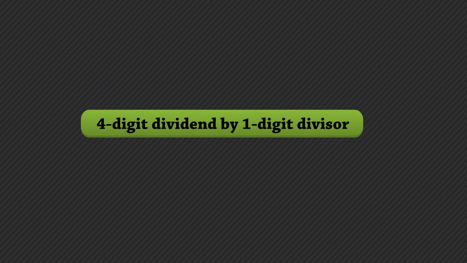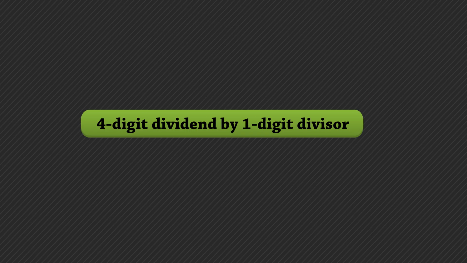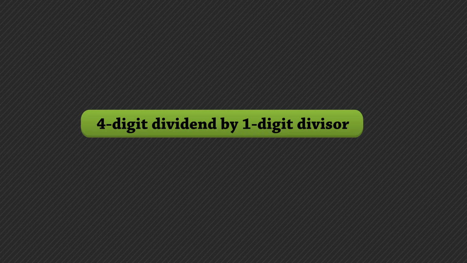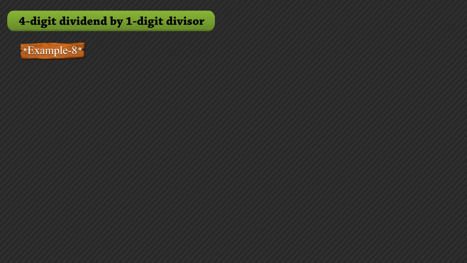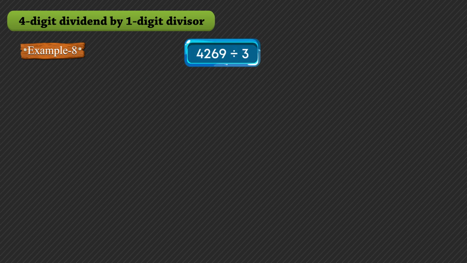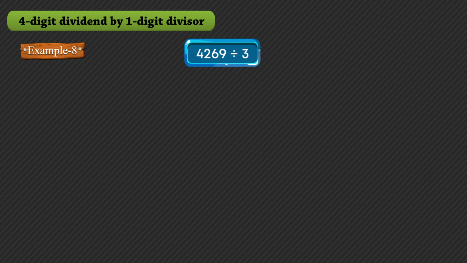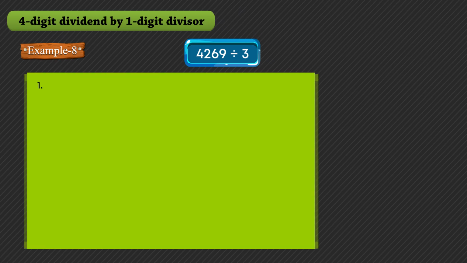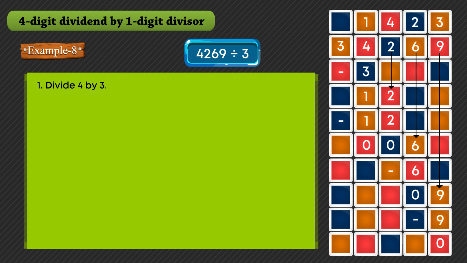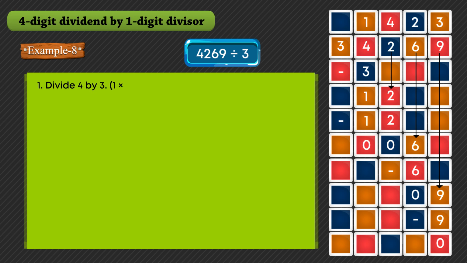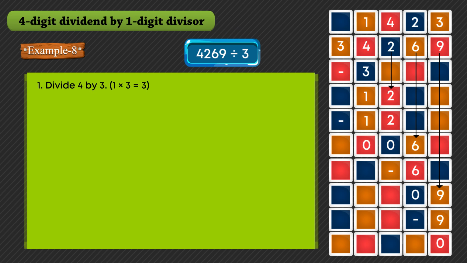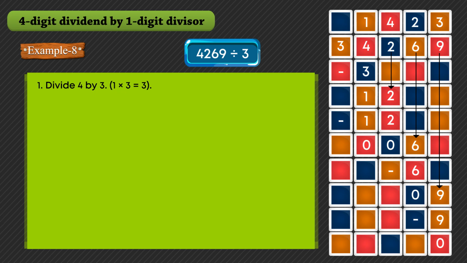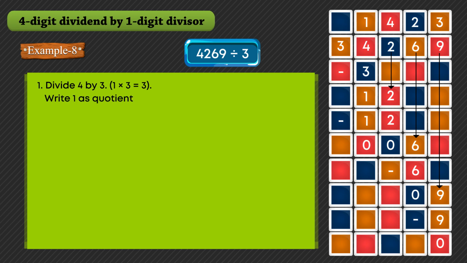4-digit dividend by 1-digit divisor. Example 8. 4269 divided by 3. 1. Divide 4 by 3. 1 into 3 is equal to 3. Write 1 as quotient above 4.